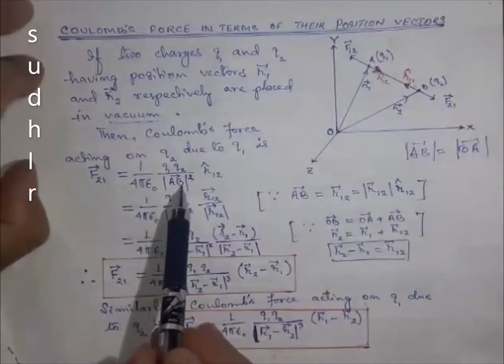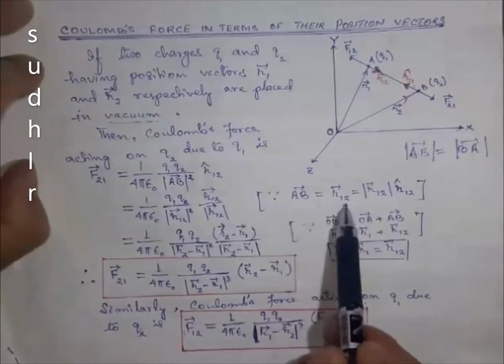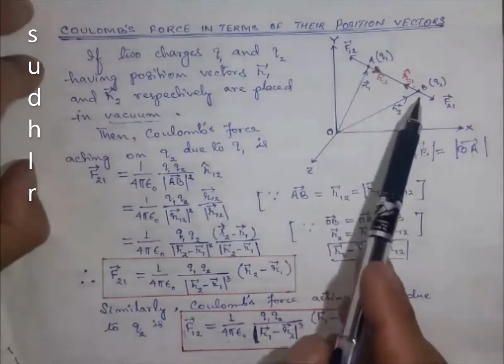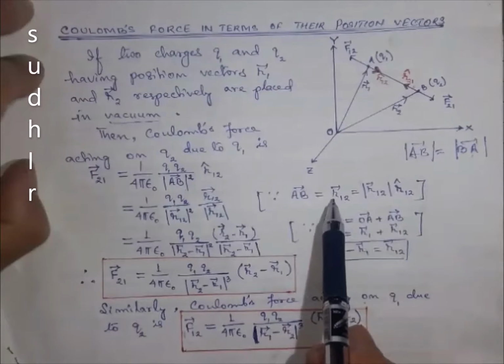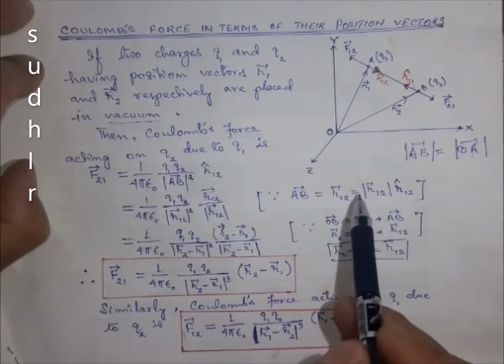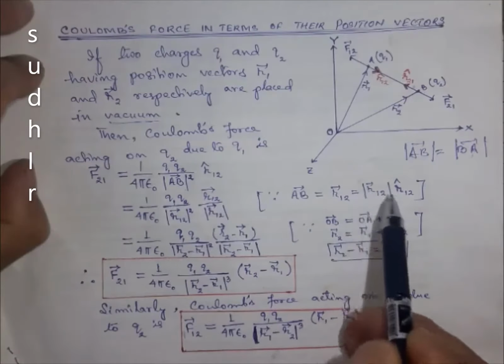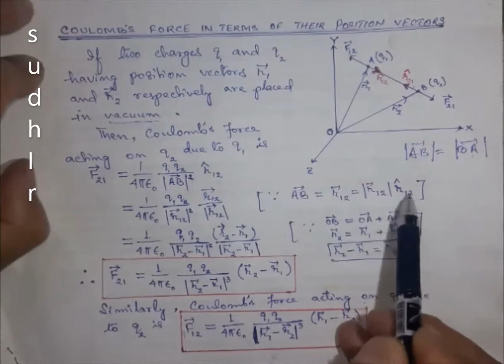And for this AB vector, you write it as R12 vector. Here I am giving R12 vector; 1 2 vector means starting from 1 to 2. That's why I am writing the notation R12 vector. This will be equal to the modulus of R12 vector into R12 cap.